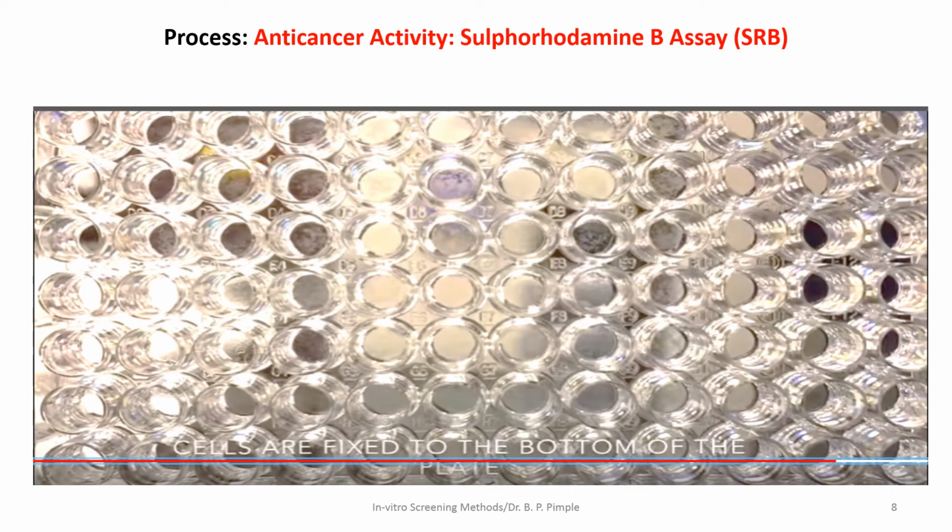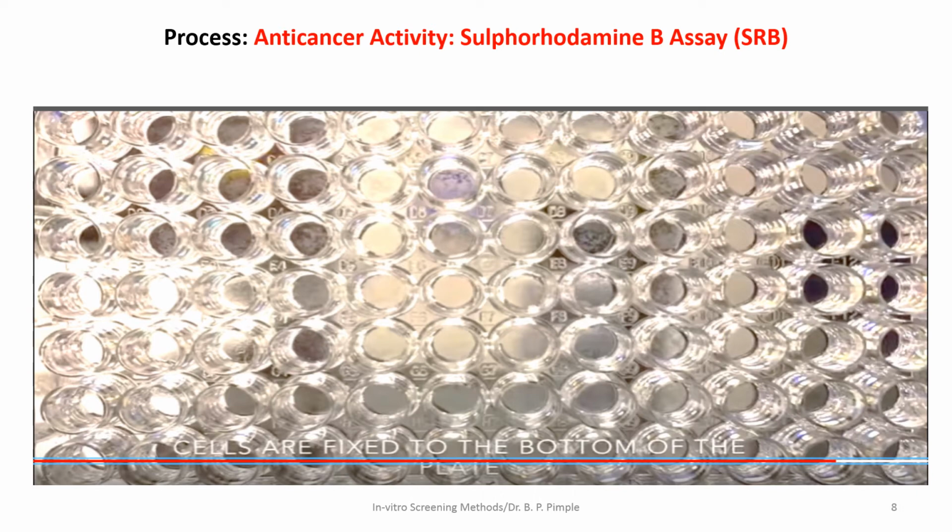This method requires a 96-well ELISA plate, wherein the 96 wells are very similar to our test tubes, but they are very small. The amount of liquid they can hold is very low, maximum up to 1 ml.